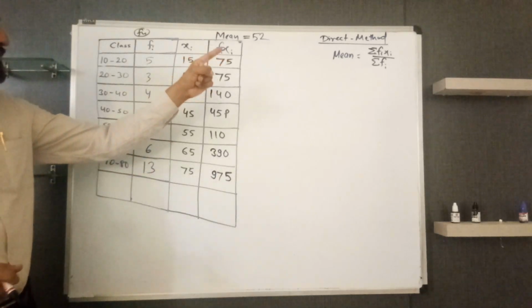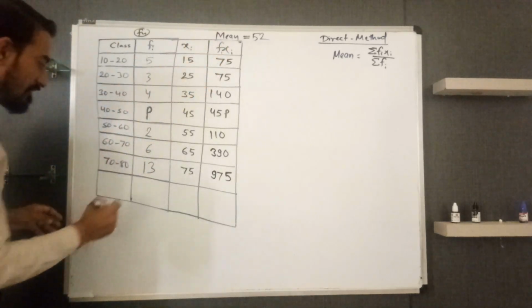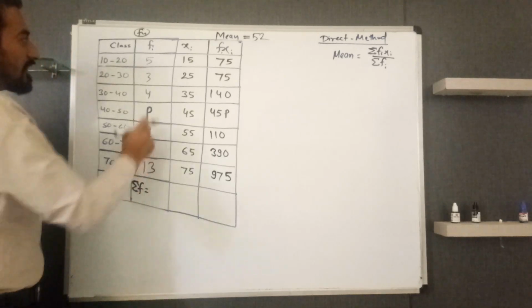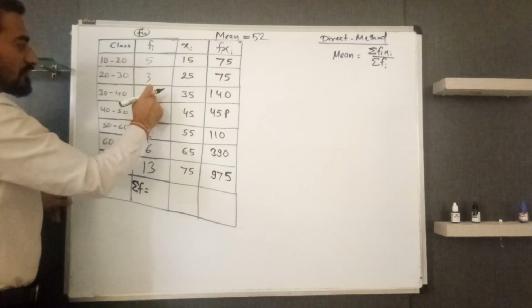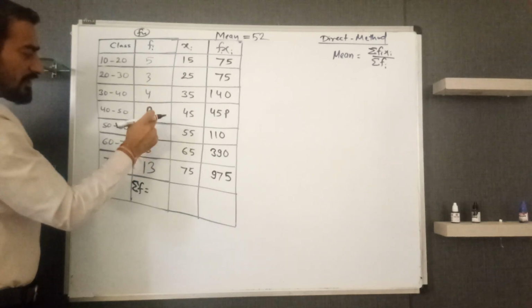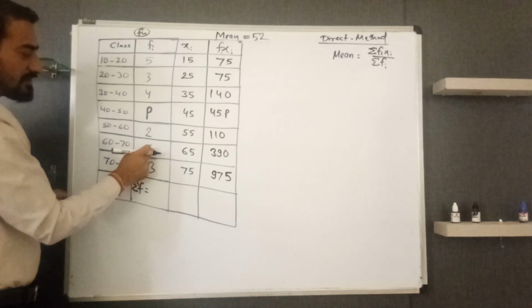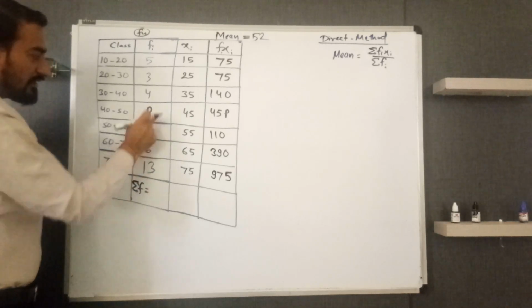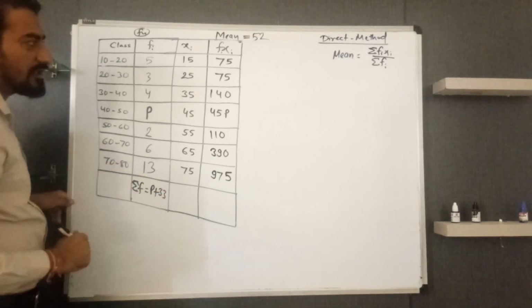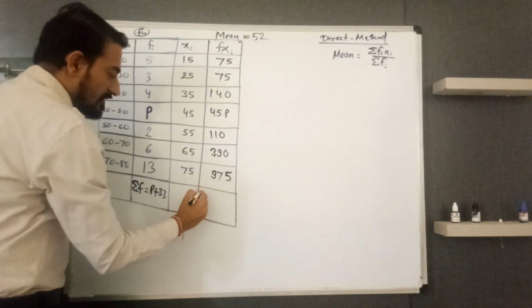Then for mean we need sigma fx by sigma f. So here we need sigma f. What will we get? 5 plus 3 is 8, 8 and 4 is 12, 12 and 2 is 14, 14 and 6 is 20, 20 and 13 is 33, and P. So what will we get? P plus 33.